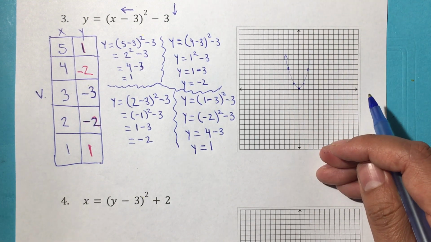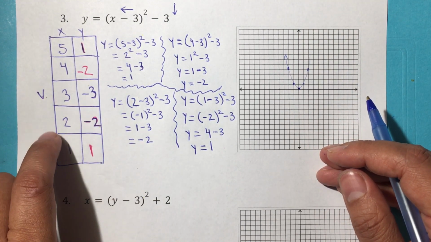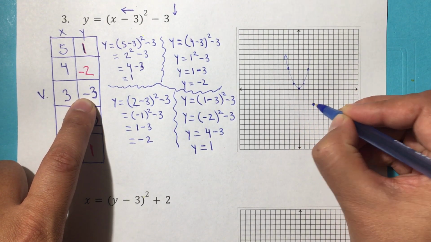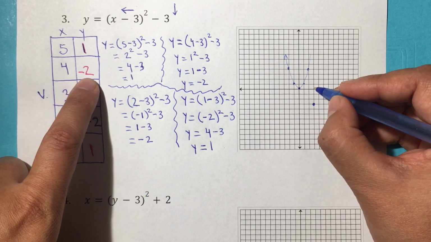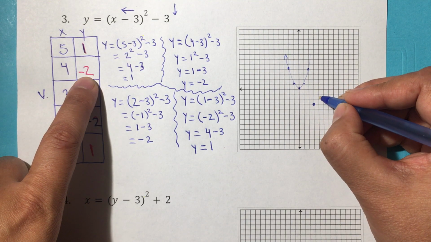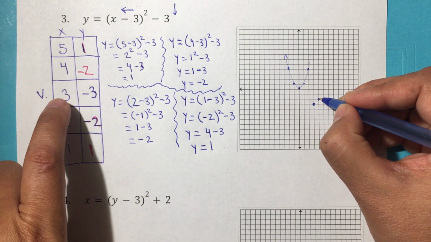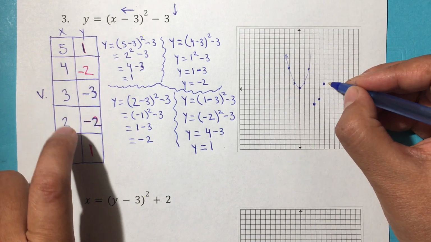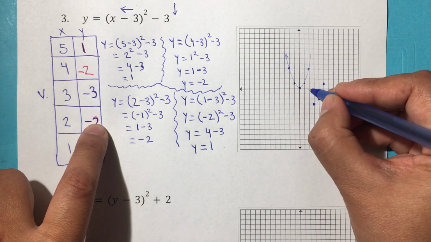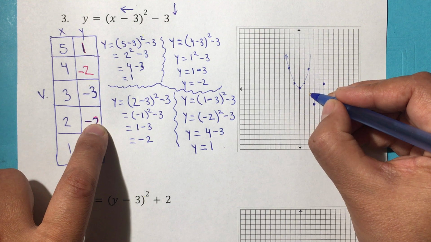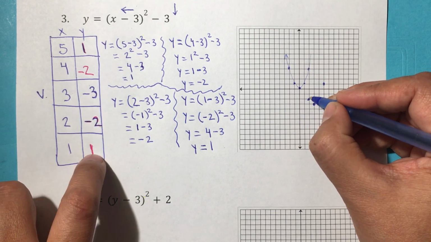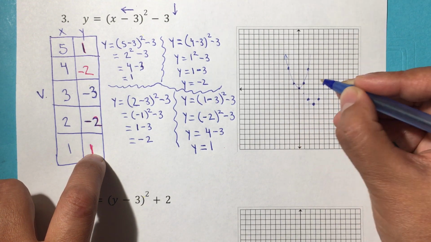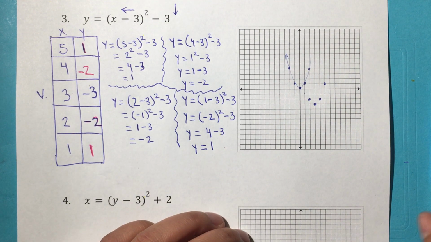Now let's see what happens to this one. We have 3, negative 3, so 3, negative 3 is right there. 4, negative 2, 4, negative 2 is right there. 5, 1, 5, positive 1 is right there. And then on the other side is 2, negative 2, so 1, 2, negative 2 right there. 1, 1 is 1 on x, 1 on y, so my graph is right there.